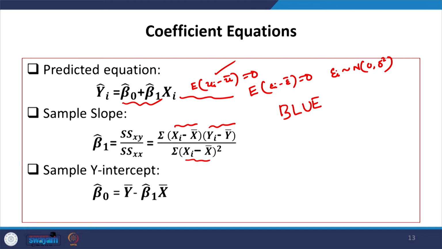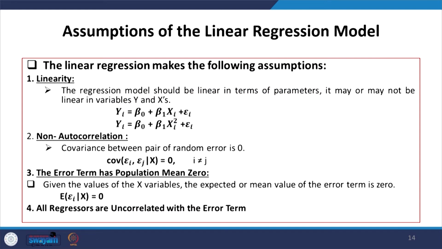Then once beta 1 hat is determined, we can estimate beta naught hat as well. The assumptions of the linear regression model are very important, and you must take note of them. Each of them is very important to validate whether your OLS model can in fact be applied in many contexts. So, the linear regression makes the following assumptions.